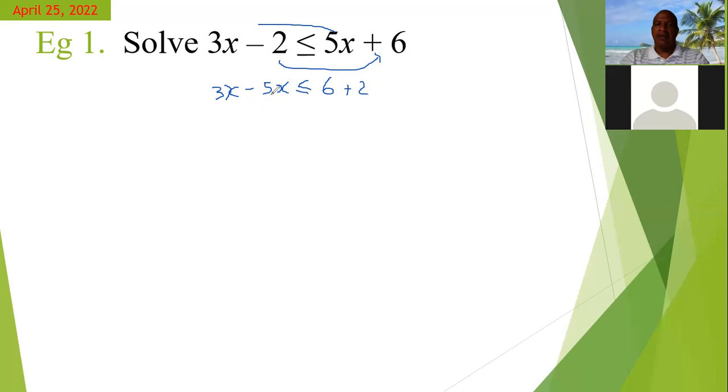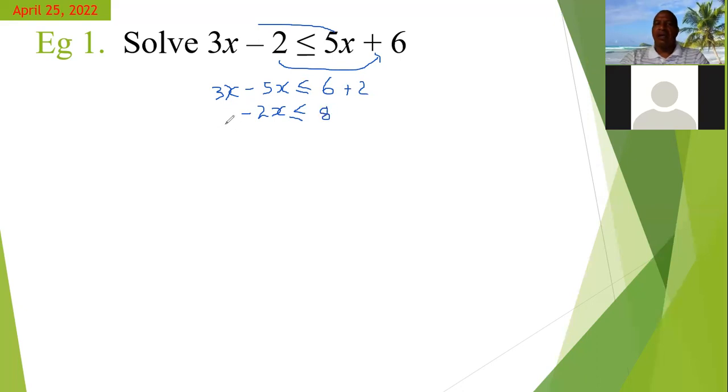All right, so here now, on the left side, we see that numerically we have a negative 5x and a positive 3x. When we do the calculation, you take away 3 from 5x, you keep the sign of the larger number. So this becomes negative 2x. All right, so that's the left side of the inequality. Now on the right side, you're going to add 6 plus 2 and you will get 8.